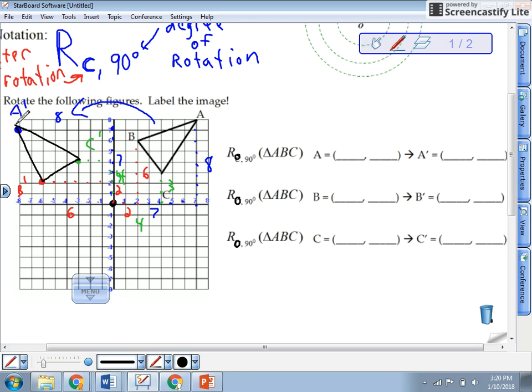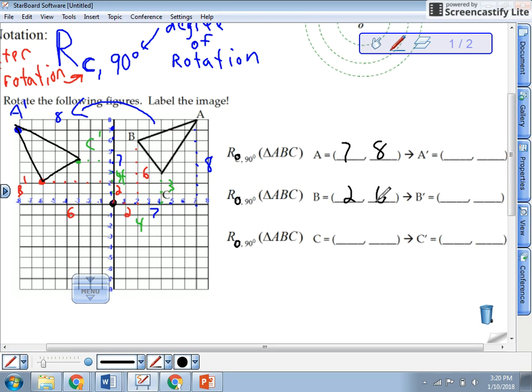Now labeling the points, that's as easy as just ordered pairs. So again, A is 7, 8. The point 7, 8, again, count from the origin. B, we're going to go over 2, up 6. C then is going to be over 4, up 3.